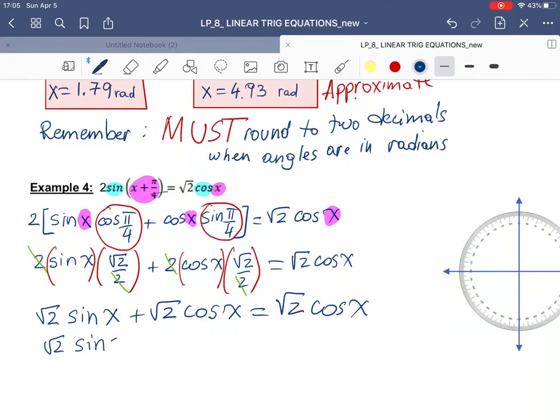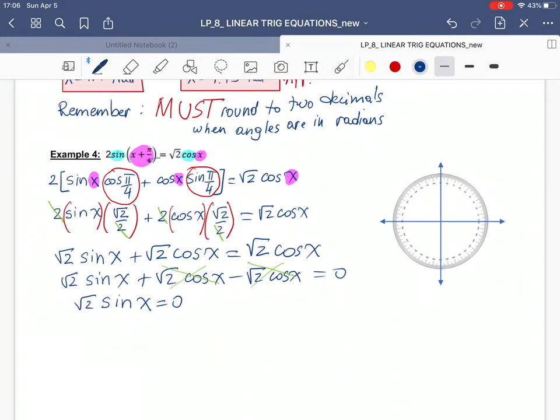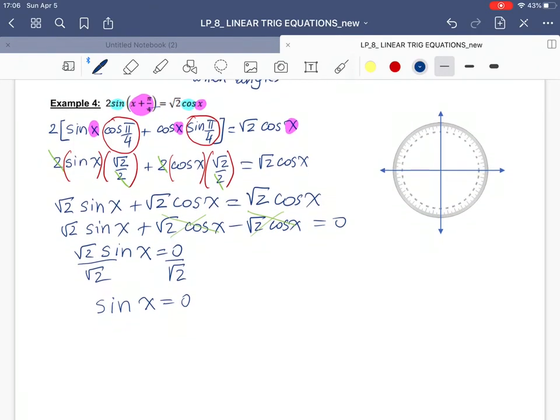I'm going to write root 2 sine x, bring all the terms to the left side: root 2 cos x minus root 2 cosine of x equals 0, or root 2 sine x equals 0. So you probably see here that these two will add to 0. All right, so here we go again. Divide both sides by root 2 if you wish, why not? And we get sine x equals 0. All this work to discover this.